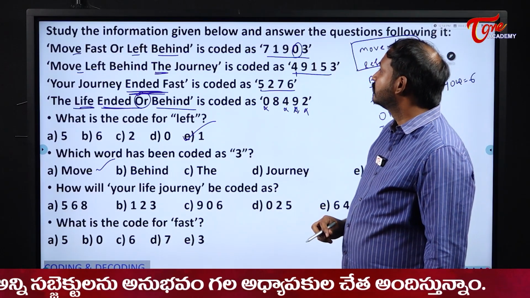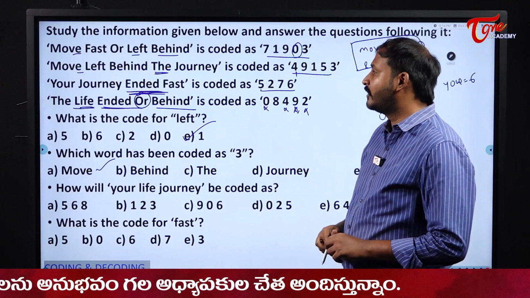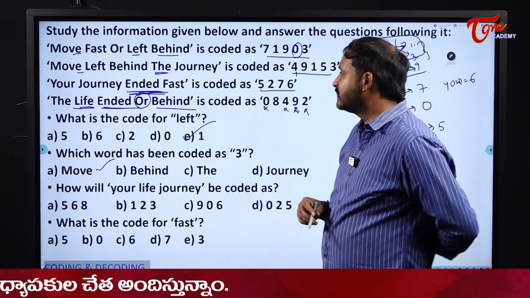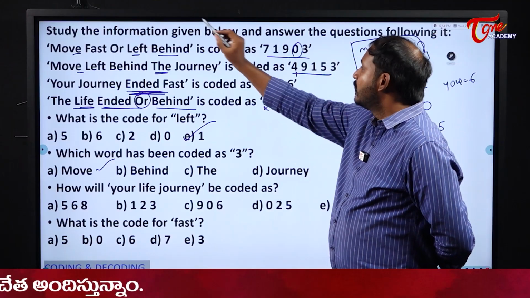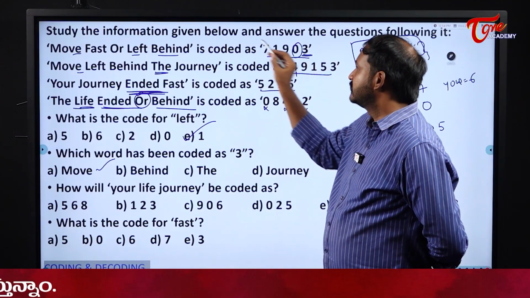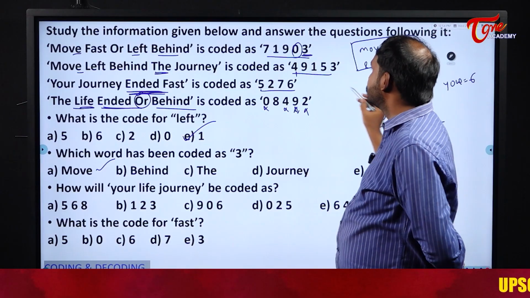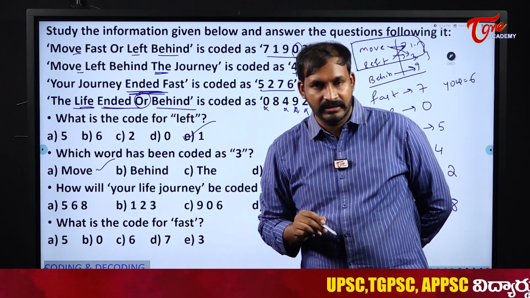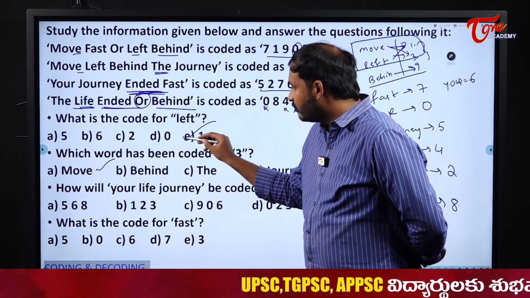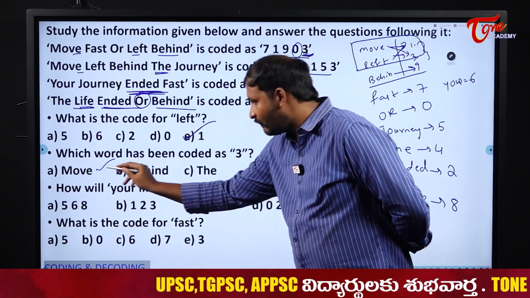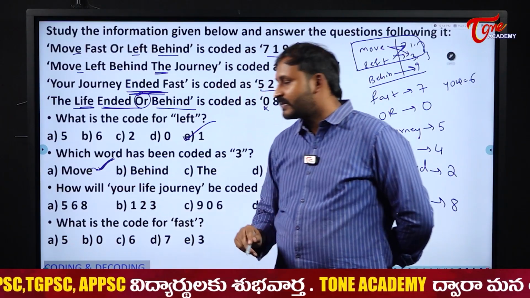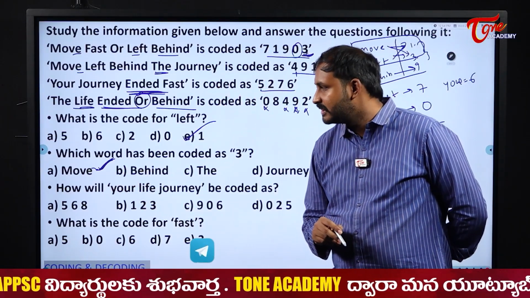Okay. Now sir, how are you doing it like that? What is the reason? Is there any standard procedure? Please observe here students. Move first to last. Fast is coded as what? Like this. Anyway we have taken that one in the middle. So we have taken left as 1. So obviously the best option among these 5 is for move. So that is the reason I am marking move as option A.